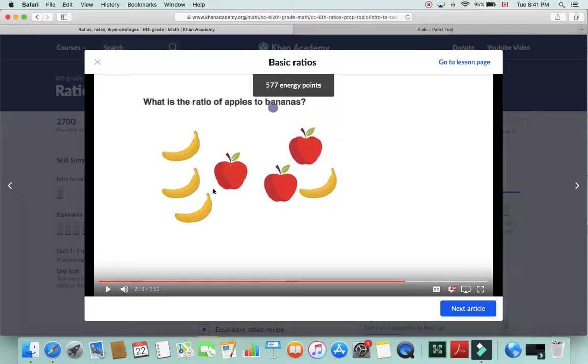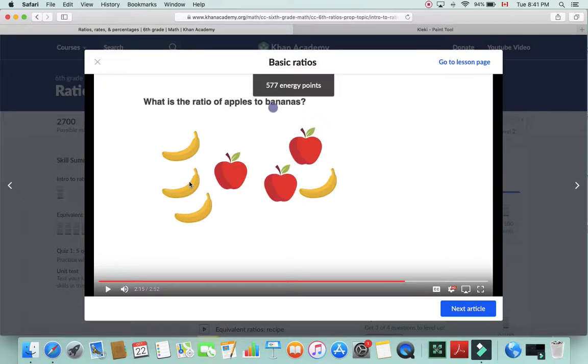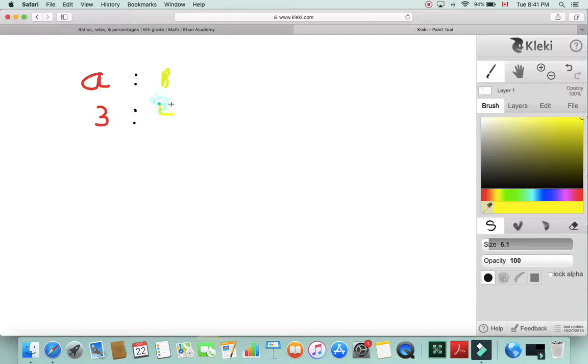So what he wants us to find is the ratio of apples to bananas. What you essentially do is count the number of apples, which, strangely enough, there are 3. And then you count the number of bananas. There are 1, 2, 3, 4. And you can't make anything smaller than that. So our answer is 3 to 4.